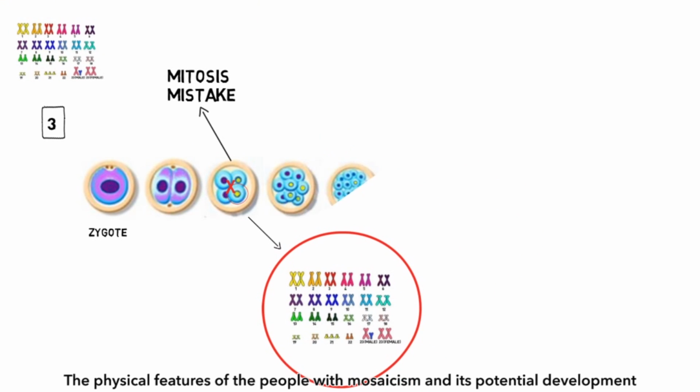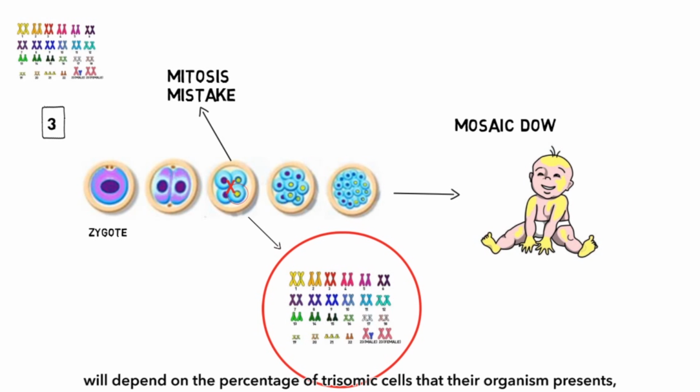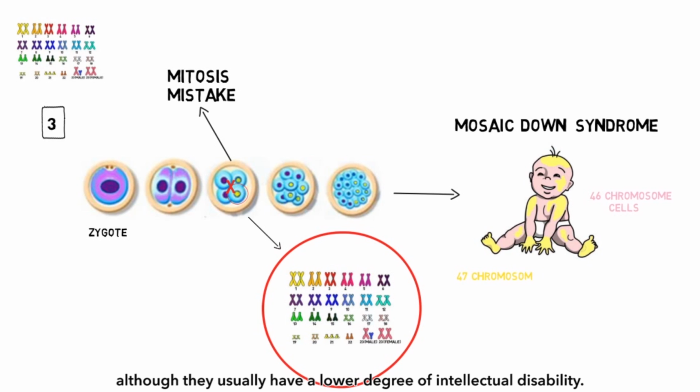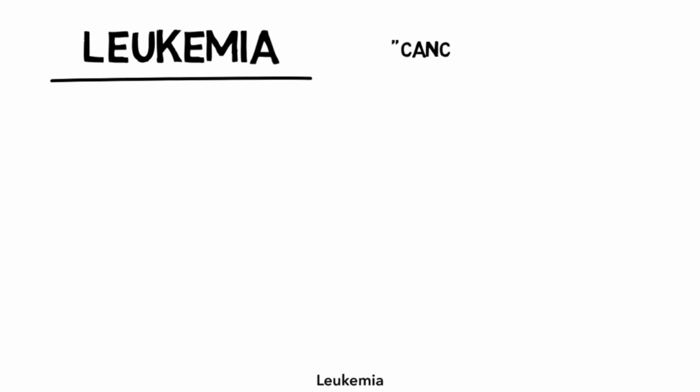The physical features of the people with mosaicism and its potential development will depend on the percentage of trisomic cells that their organism presents, although they usually have a lower degree of intellectual disability. Once we have explained what Down syndrome is, let's focus on the second topic that interests us, leukemia.